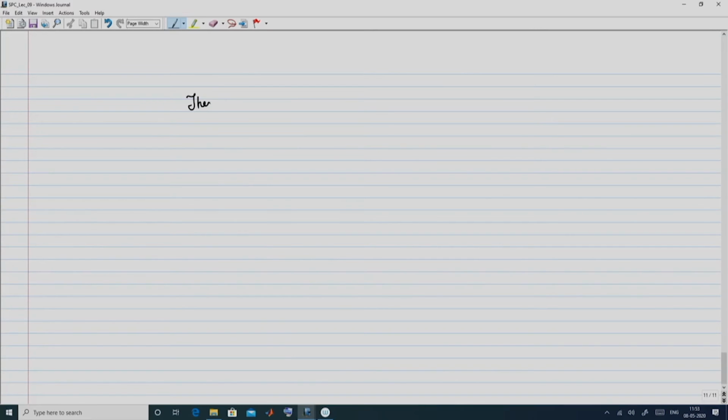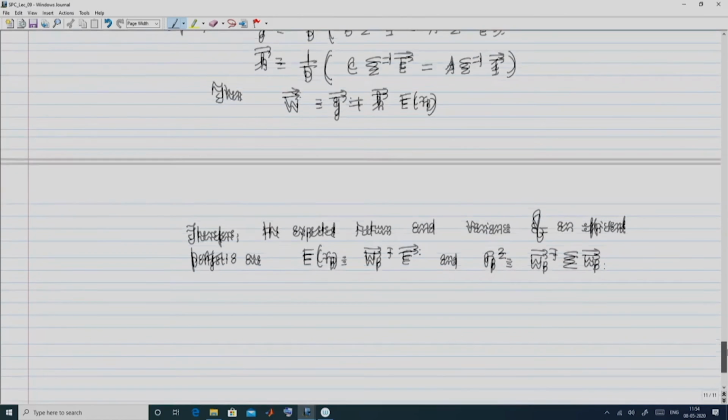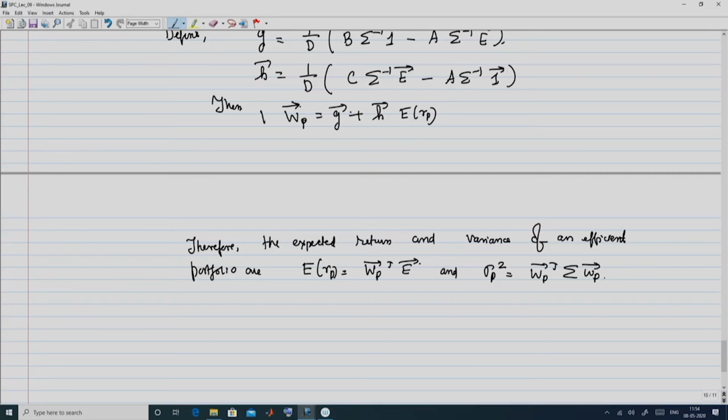So, in conclusion, we can say that therefore, the expected return and variance of an efficient portfolio are E of R P is equal to W P transpose E and sigma P square is equal to W P transpose sigma W P, where this is your W P.